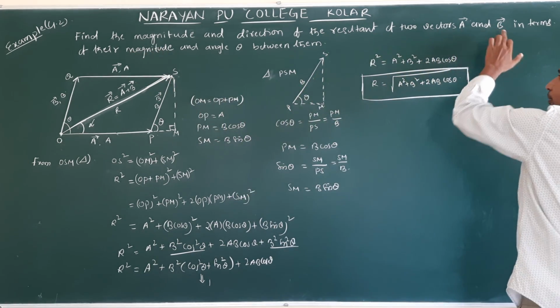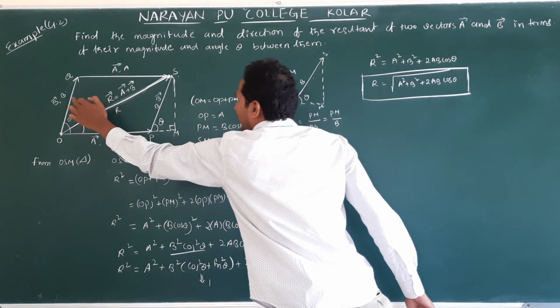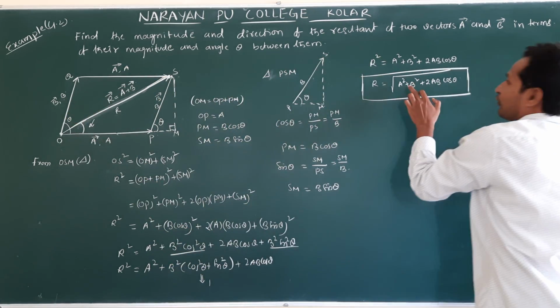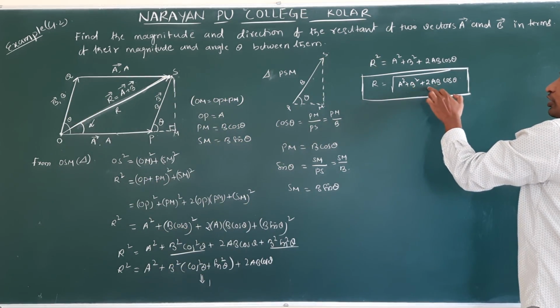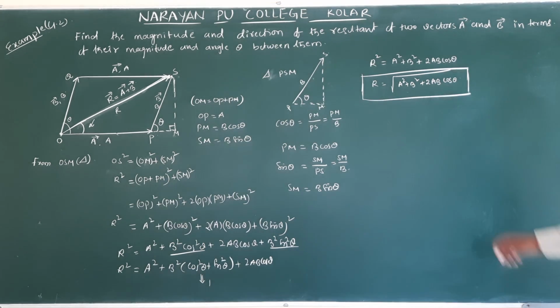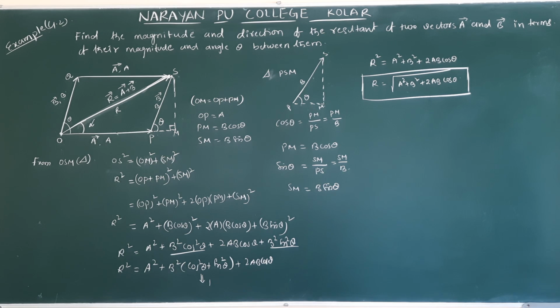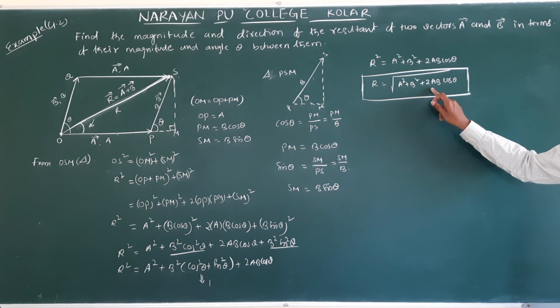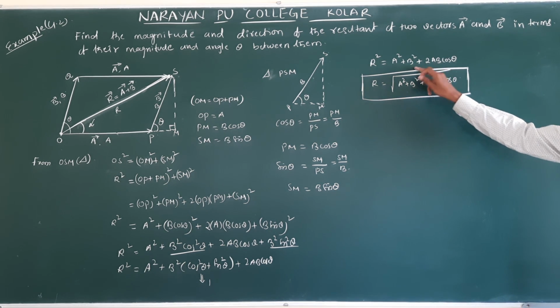A and B vector magnitudes are what? A and B. Now see the formula: A squared plus B squared plus 2AB cos theta. This is the resultant formula, the magnitude of the resultant vector formula. Understand? Clear? Okay? This formula is not valid in some cases.